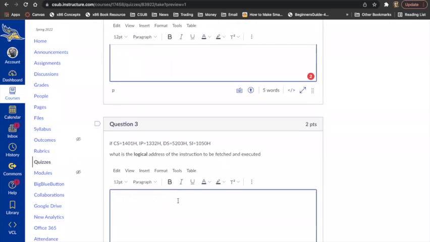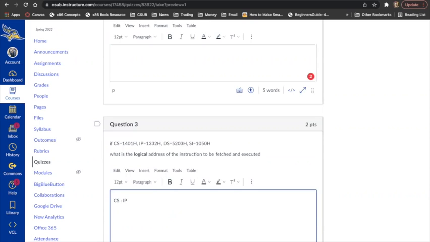Okay, next question. So we have everything is similar. What is the logical address of the instruction to be fetched and executed? So logical address basically means the whole address of the thing. Like, what's the actual address? So we know the address is always CS:IP.